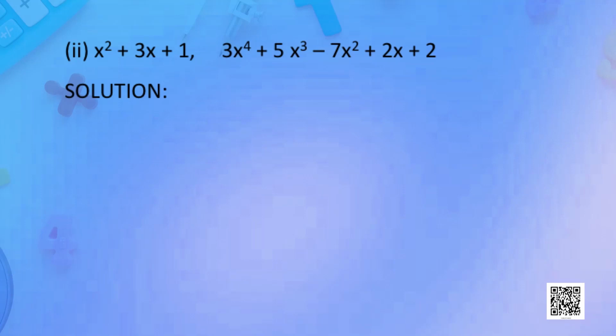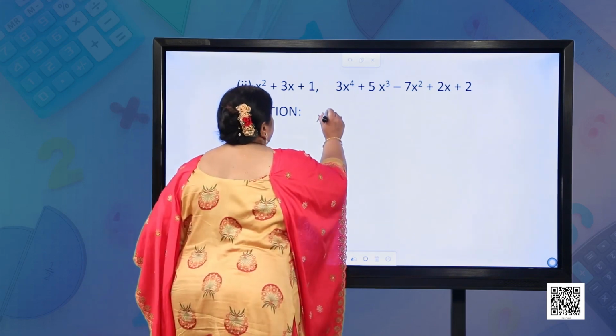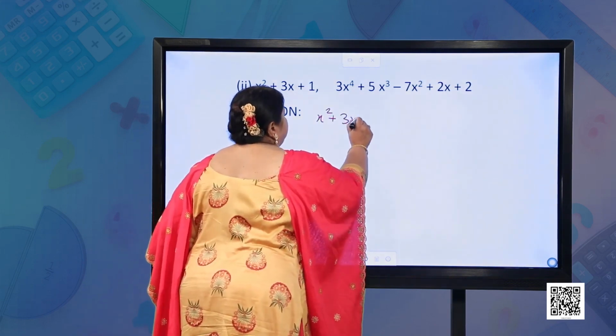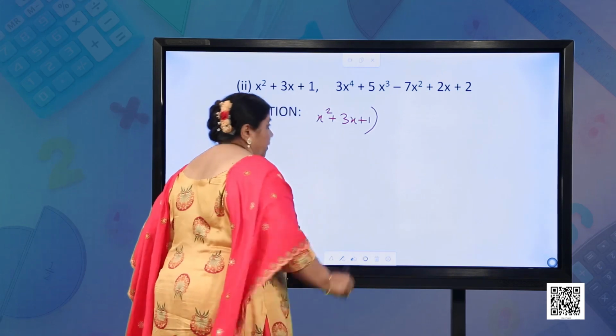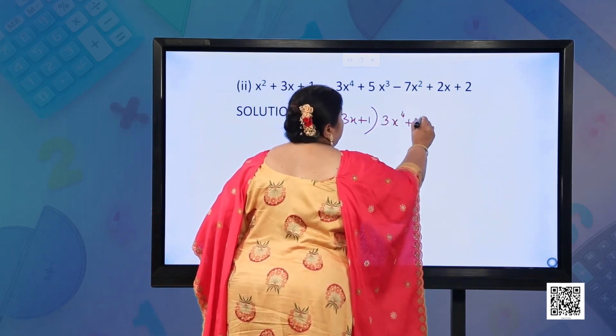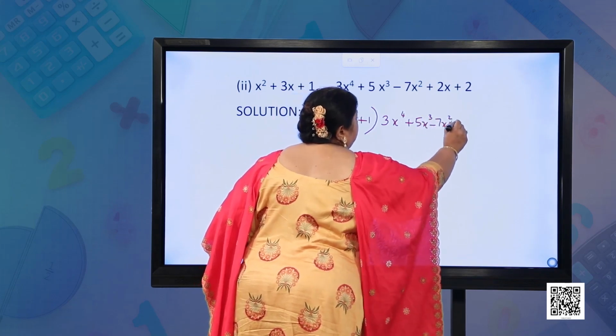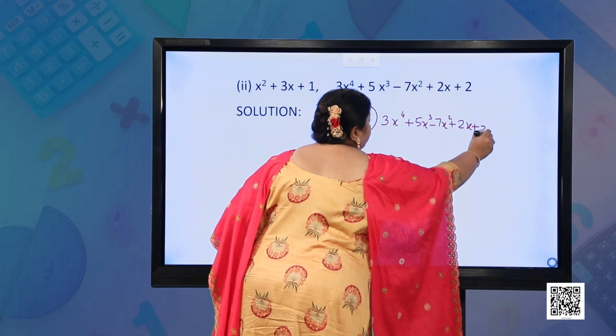We have first polynomial as x square plus 3x plus 1, and the next polynomial is 3x to the power 4 plus 5x cube minus 7x square plus 2x plus 2. Okay, so this is our divisor. It is in standard form. This is our dividend, 3x to the power 4 plus 5x cube minus 7x square plus 2x plus 2.